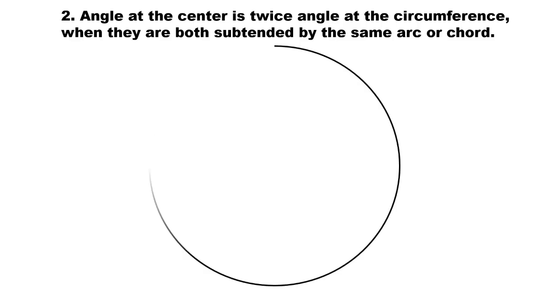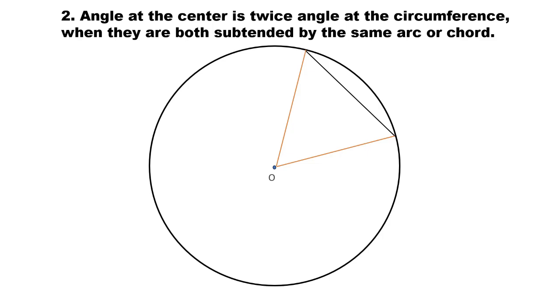The second theorem states that the angle at the center is twice the angle at the circumference, when they are both subtended by the same arc or chord. If we draw a circle with center O, then draw an angle starting from the center to the circumference, we can see that this angle is subtended by a certain chord and arc. If we draw another angle at the circumference of the circle, which is subtended by the same arc and chord, and call this angle x, it means the angle at the center is 2x.